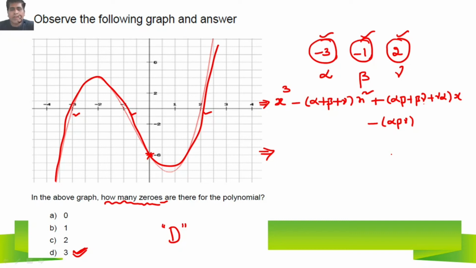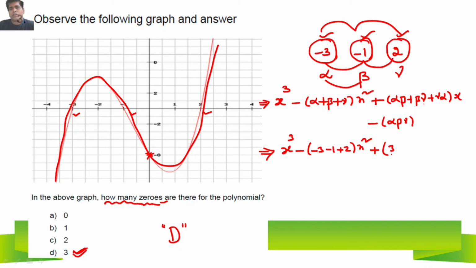So substitute the values and you will get x cube minus (alpha plus beta plus gamma), the sum of all these: minus 3 minus 1 plus 2, into x square, plus alpha beta, the product of these two: minus 3 into minus 1, that is 3. Beta gamma, the product of minus 1 and 2, that is minus 2. Product of gamma alpha, that is minus 6, into x, minus alpha beta gamma, the product of all the roots: minus 3 into minus 1 into 2, so it is 6. This is the expression he is asking for in the fifth question.